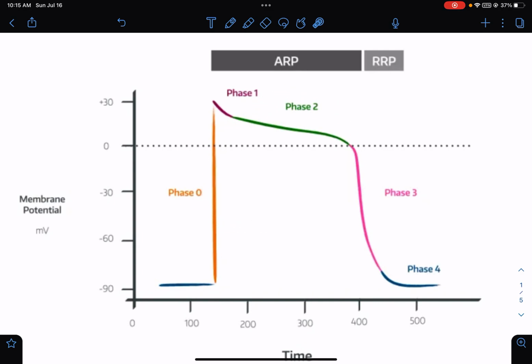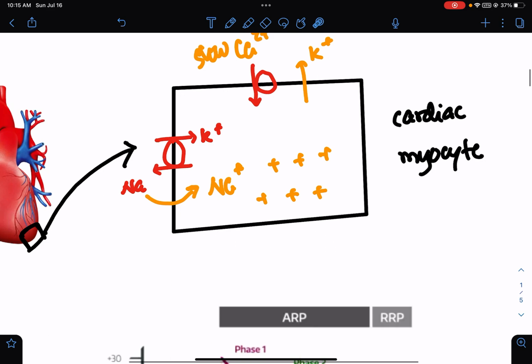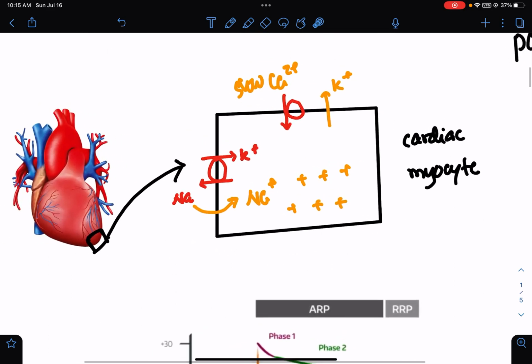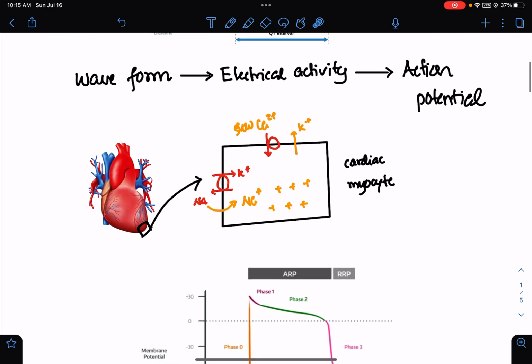So let's summarize that. In phase 0, there is rapid sodium influx. In phase 1 and 2, there is slow calcium influx. And then in phase 3, there is potassium efflux and then our resting membrane potential. Okay, that's very basic physiology. We need to know that. That is the action potential of cardiac muscle.